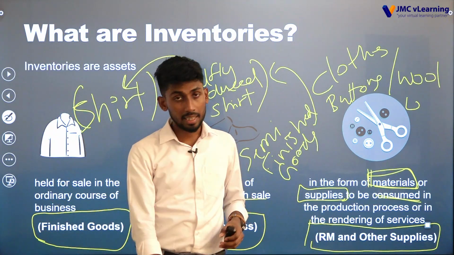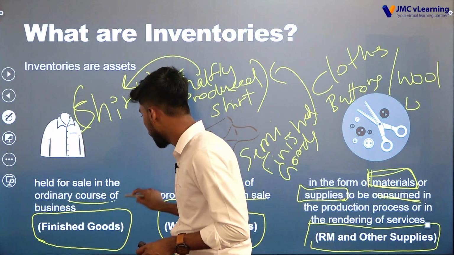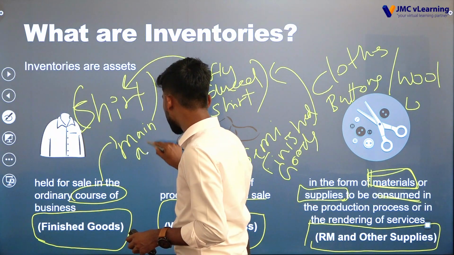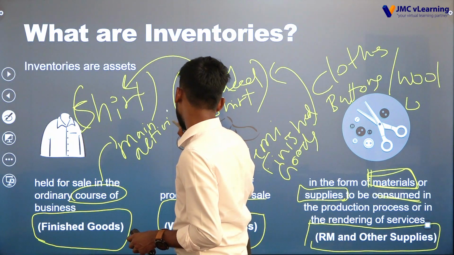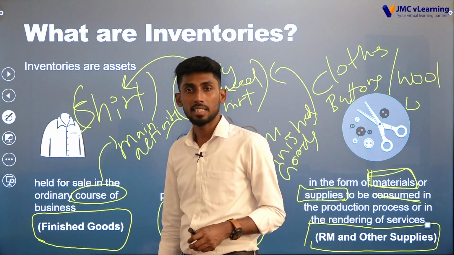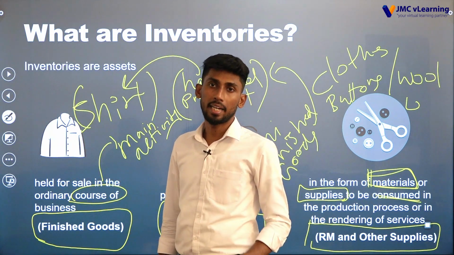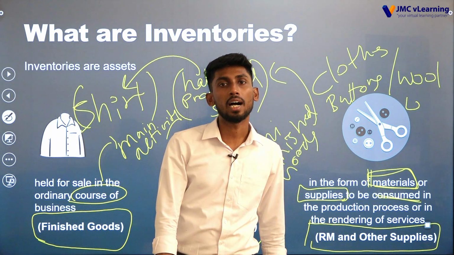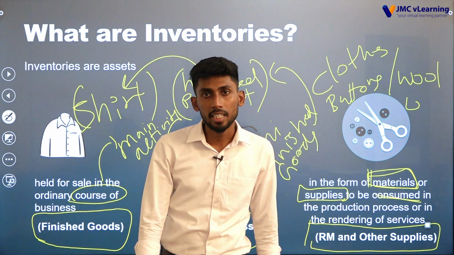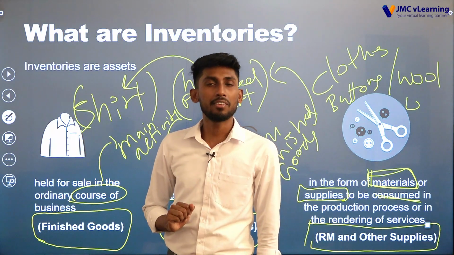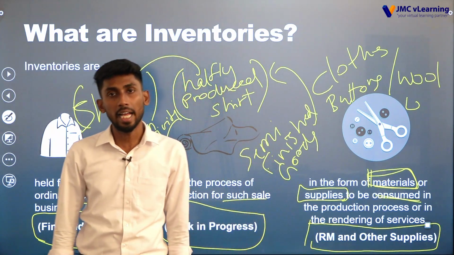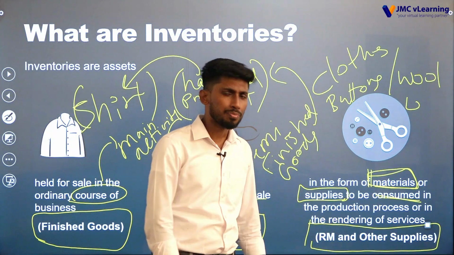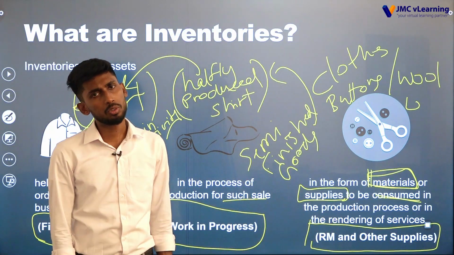That means the organization's what? The organization's main business activity. You need to look at that. Okay, now we are good enough in identifying what are inventories as per LKAS 2. So, let's move forward.